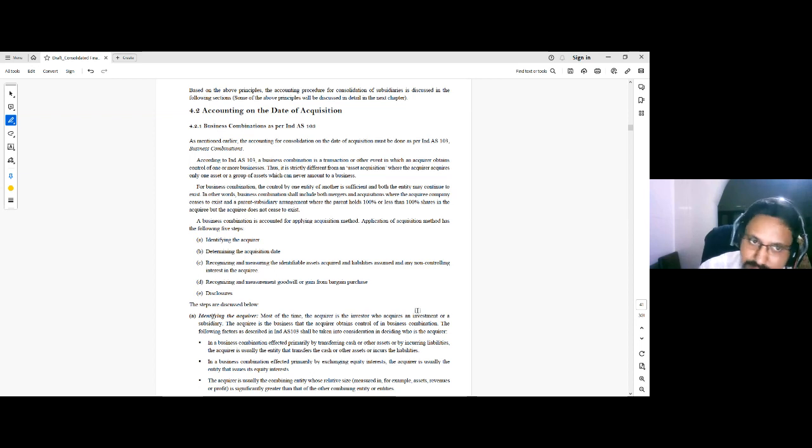Then this point number C actually comes under the numerical area. Then recognizing and measurement of the goodwill or gain from bargain purchase has to be done. And finally, there will be disclosure. Now, the numerical portion will involve these two areas: recognizing and measuring the identifiable assets acquired and liabilities assumed and any non-controlling interest in the acquiree, and finally recognizing and measurement of the goodwill or gain from bargain purchase. Okay, so let us consider these two steps in detail now.